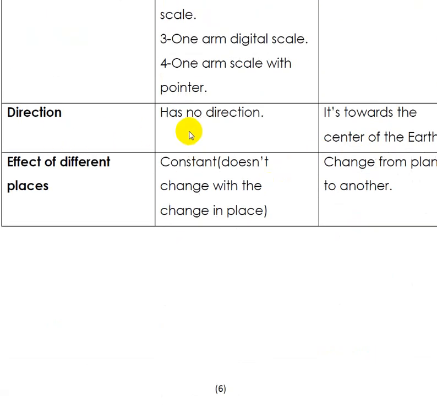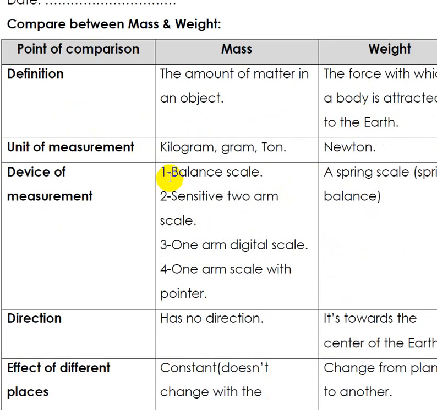Direction: there is no direction for the mass. I mean, the mass of anything on Earth is equal to its mass on another planet like Mars or Venus or even the Moon. The place isn't a condition. It doesn't change the mass.